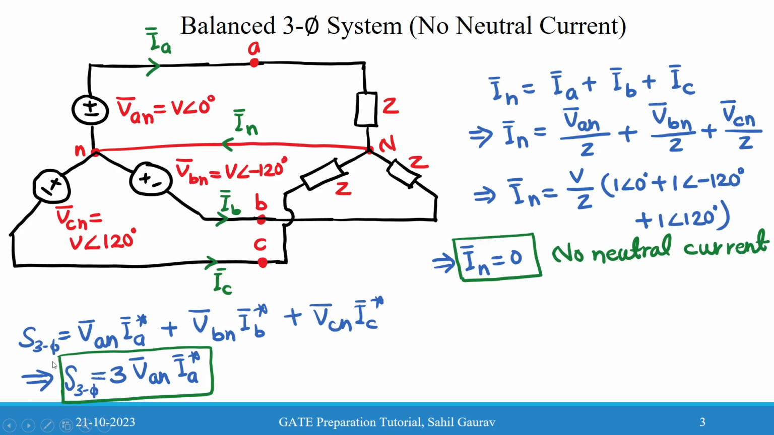Now if we see the apparent power, the three-phase apparent power is equal to the summation of all the phase apparent powers. For phase A, we can write VAN IA star plus VBN IB star plus VCN IC star. On summing all these values, you will get the equivalent three-phase apparent power as 3 VAN IA star. In all these terms, the bar represents the phasor quantities.